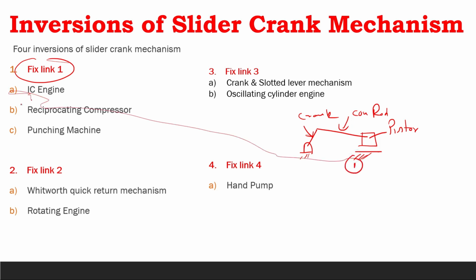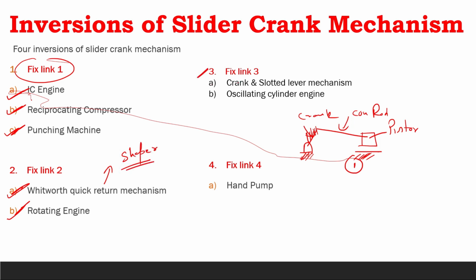Depending upon the inversion that you get by fixing link number 1, the applications are IC engine, reciprocating compressor, punching machine. Here you can see if you fix link number 1, this is the mechanism that you obtain. This mechanism is used in IC engine, reciprocating compressor, and punching machine. Now if you fix link number 2, that is the crank, then the mechanism that you get is the Whitworth quick return mechanism and rotating engine, and this mechanism is used in shaper. Okay, in shaper.